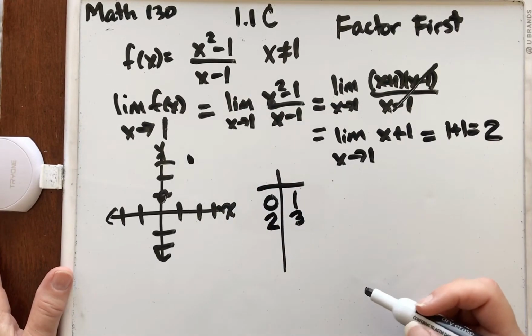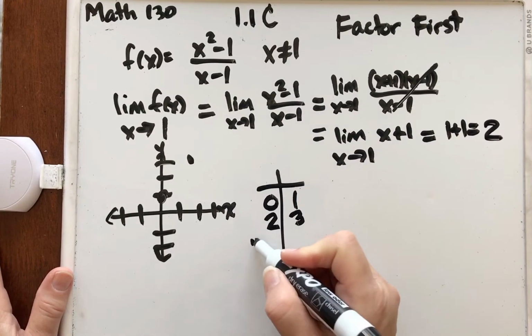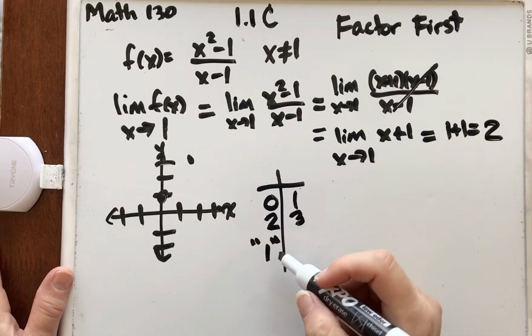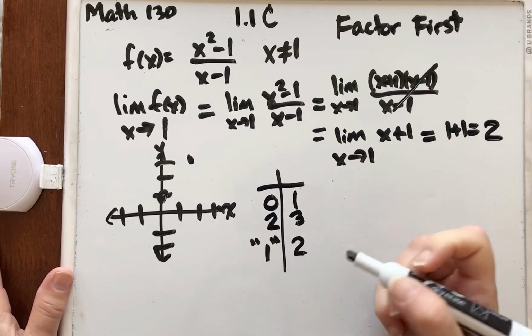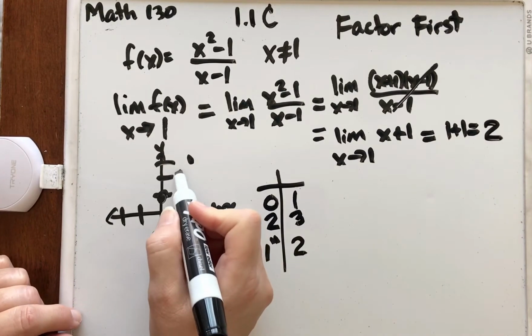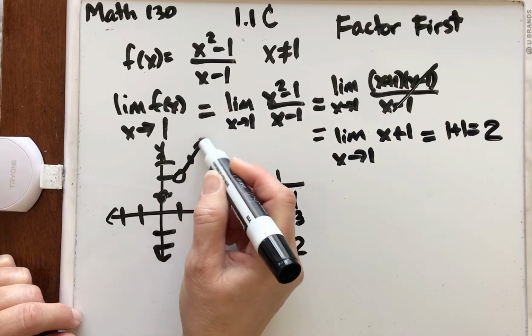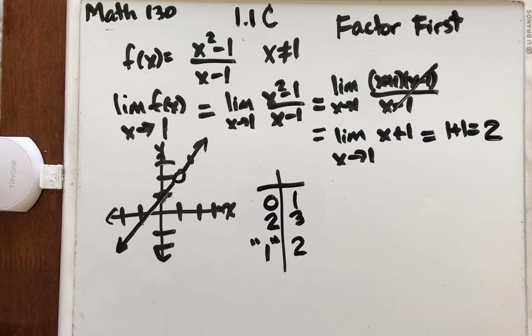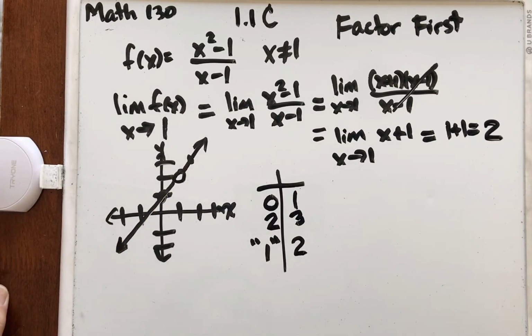All right. Now we know we can't put in 1 because 1 doesn't exist. So what if we did put in 1 to find out where the open hole goes? If we put in 1 into this, we would get a 2. So we know at 1, 2, there's going to be this open hole. And then the rest of the graph is going to look like this because it's a line. It's a line that contains everything but that point right there, 1, 2.